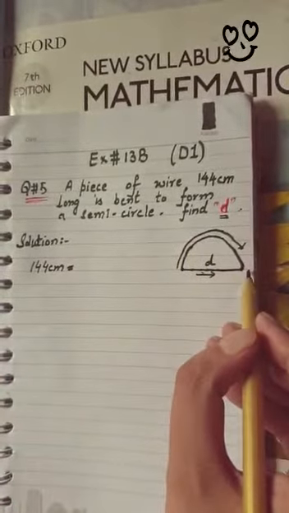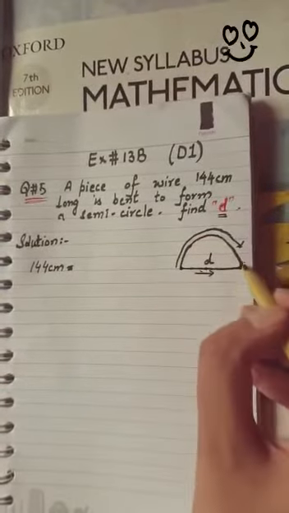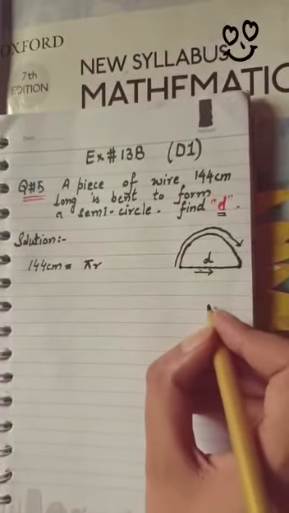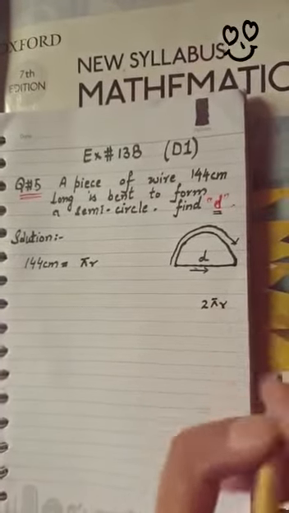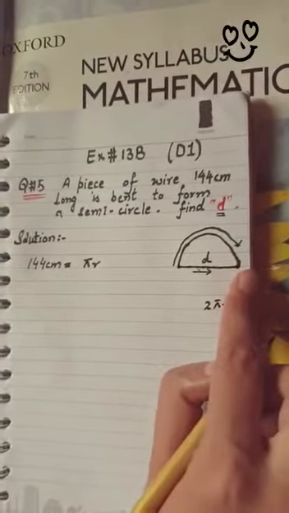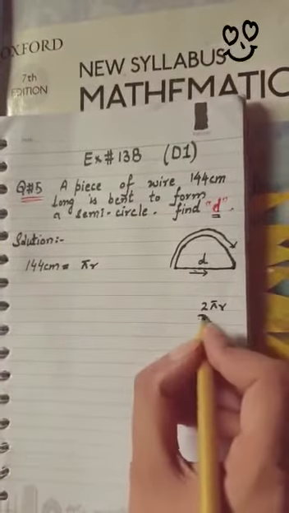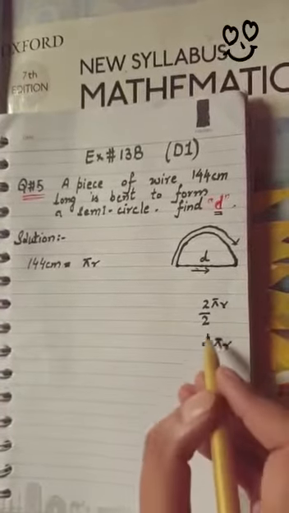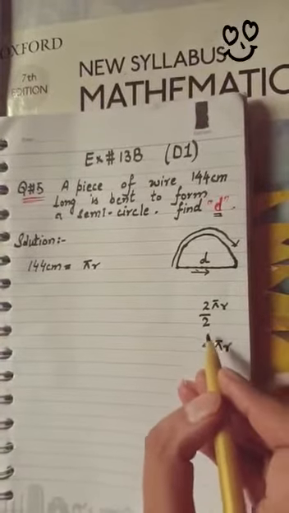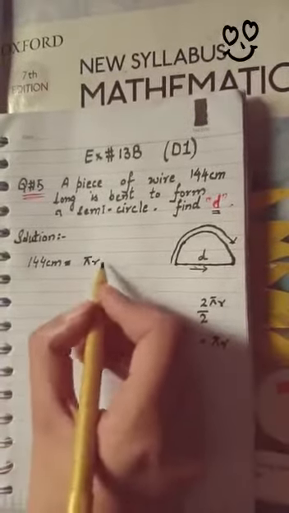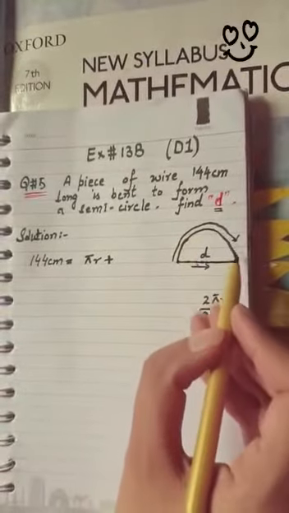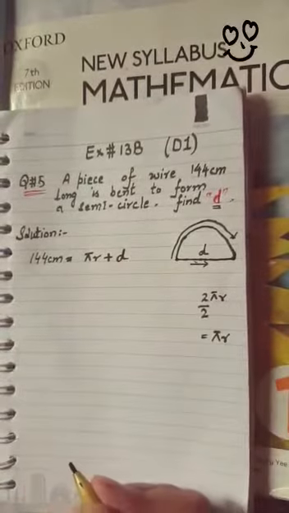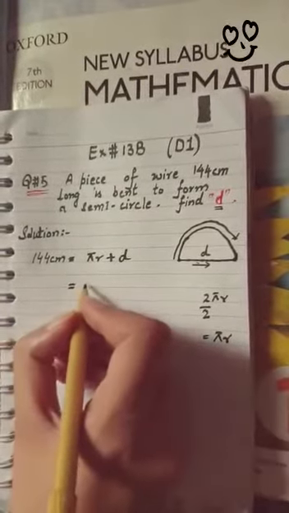144 centimeter is equal to the boundary of the semicircle. We know that the circumference of a circle is 2 pi r, but we are talking about the semicircle, only half. So we will divide this circumference by 2, so we have the value pi r. That means the circumference of the semicircle will be taken as pi r, plus, along with this boundary of the semicircle, we have this length also, that is the diameter.